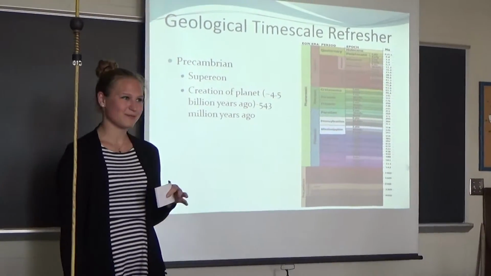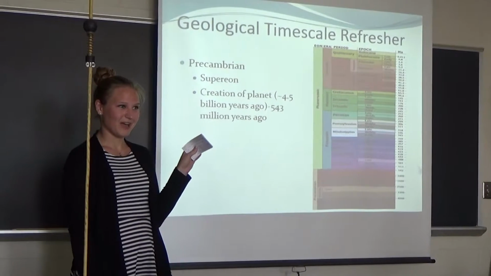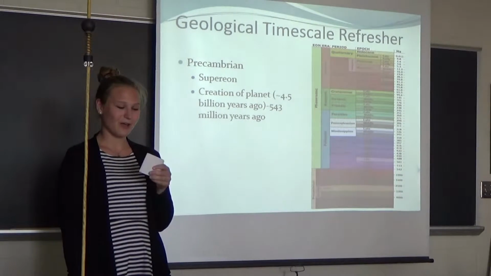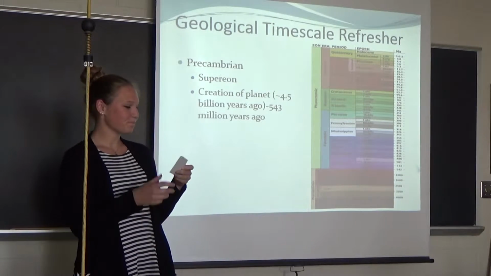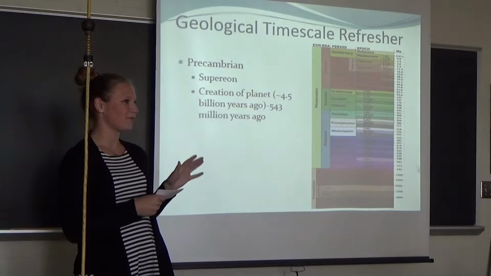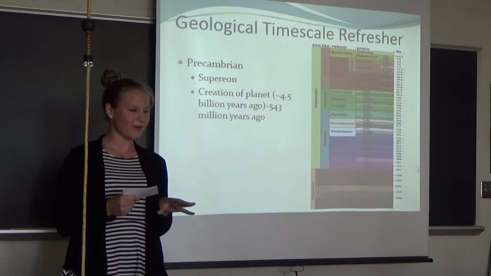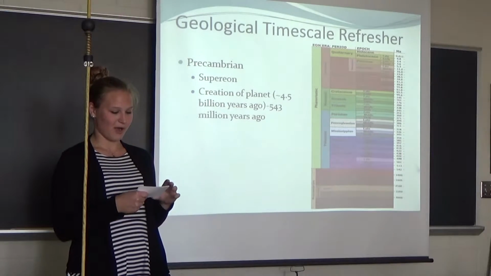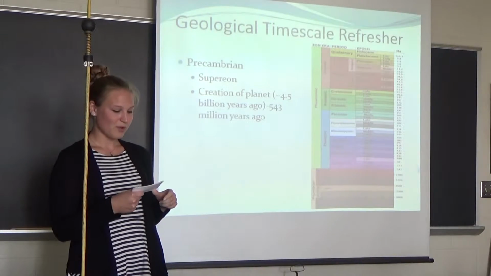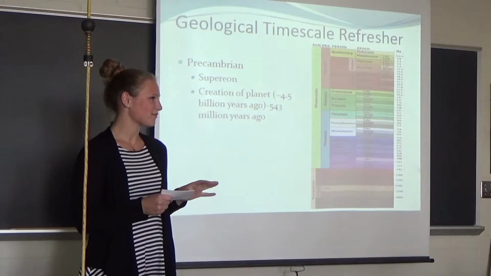I'm going to take you guys step by step through the geological time scale. We're going to start with the Precambrian and work our way down through the Cryogenian. So the Precambrian started at the creation of the Earth, which is around 4.6 billion years ago, and it ended around 543 million years ago. So, some important things that happened during this time period.